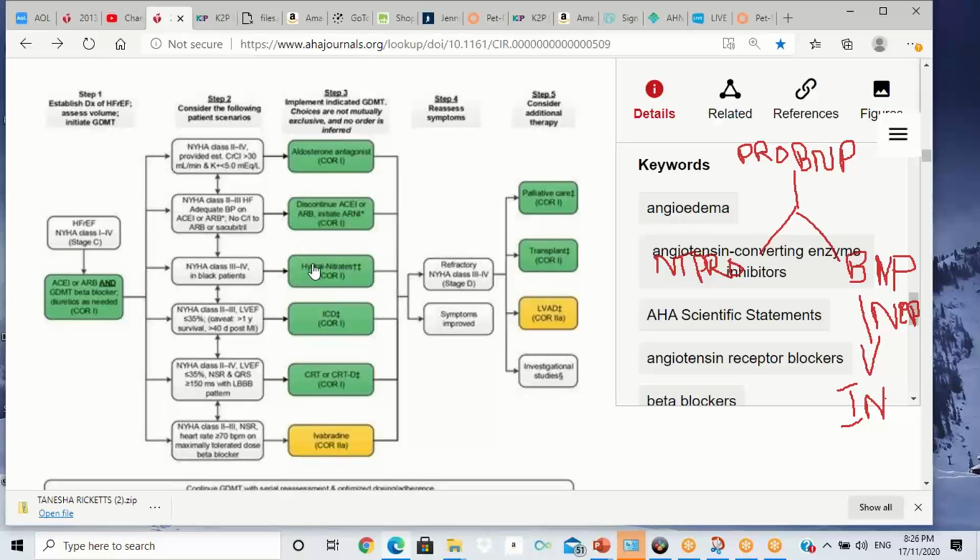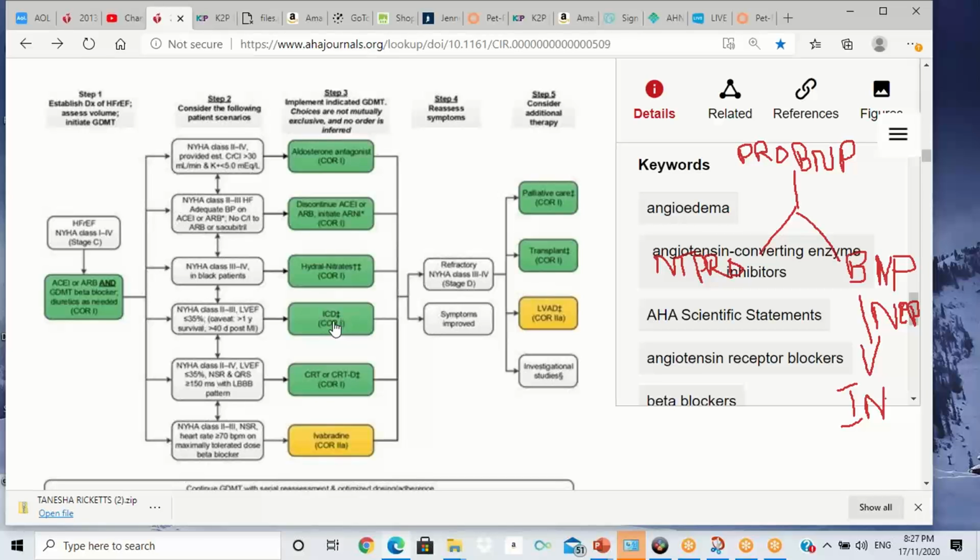What about hydralazine and nitrates? Remember that combination? Again, New York Heart Association class 3 to 4 in Black patients. And people doing the exam, I'll bet each of you $100 that this question comes, because that's how they set their exams. In Black patients, New York Heart Association class 3 to 4, they're on guideline directed medical therapy, they're still symptomatic, you add hydralazine nitrate combination. It's a class 1 indication. Okay. All right.